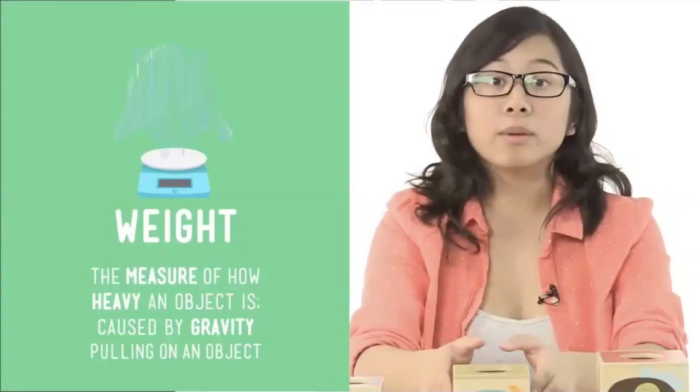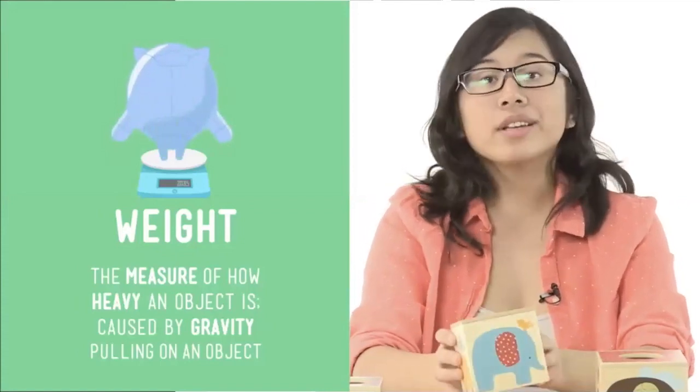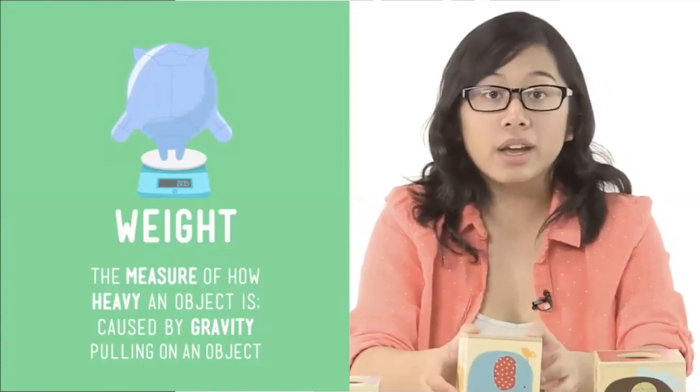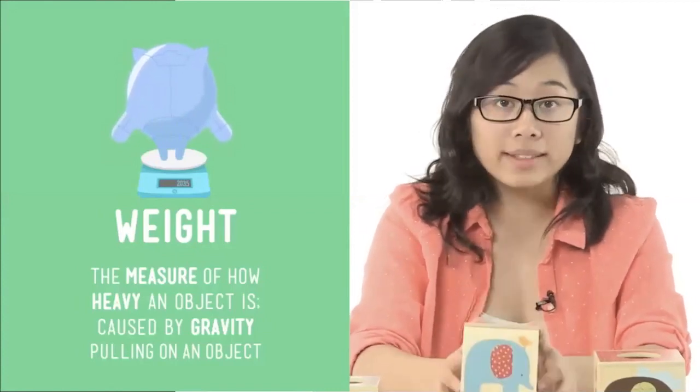Finally, weight is another measurable property of matter. Weight just tells us how heavy an object is. When you go to a doctor's office and they ask you to stand on a scale, they're using that scale to measure your weight. Got it? Good.